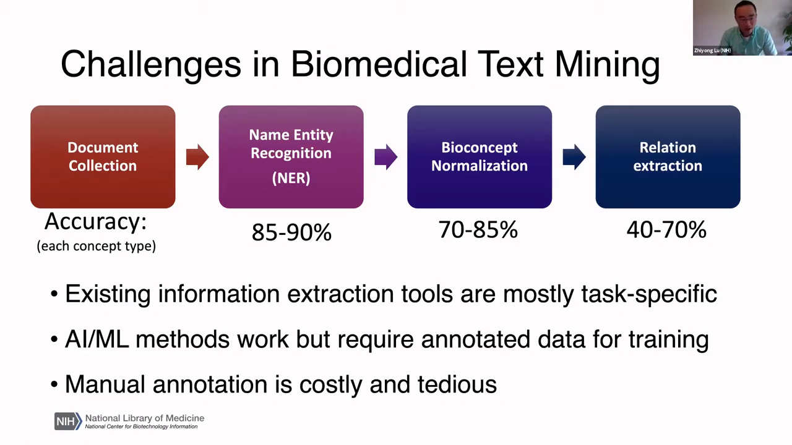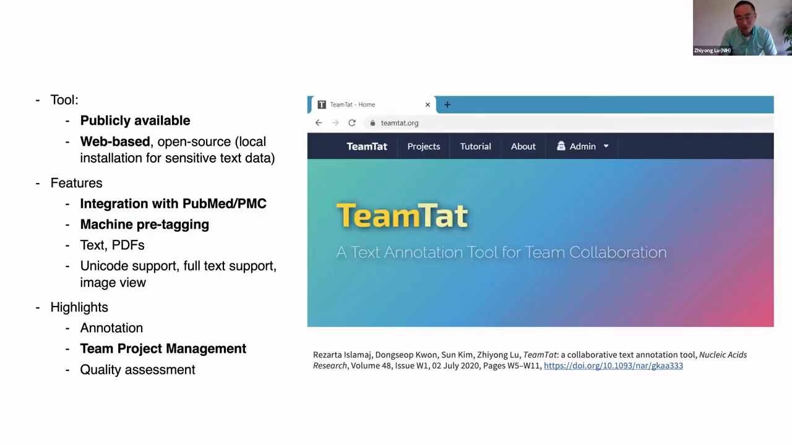But we do know that AI and machine learning methods work, but they require annotation data for training. For that purpose, you do have to have humans build corpora or training data for machine learning and AI methods. And this is still costly and very tedious. We're not going to save the manual curation process, but we're trying to make this process as smooth as possible. That's why, when we have annotation projects ourselves, we were looking for tools that can really do this.